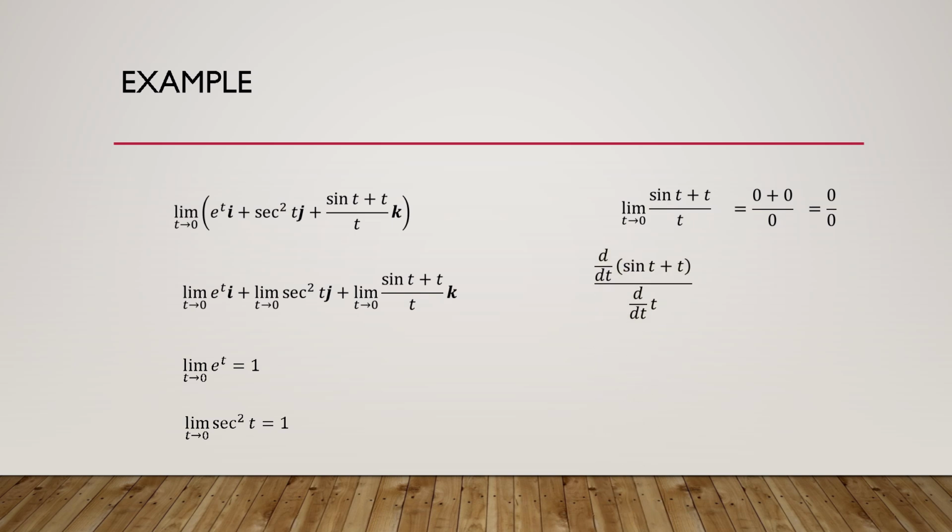d/dt of sin t plus t equals cos t plus 1. d/dt of t equals 1. According to L'Hopital's rule, the limit as t approaches 0 of (sin t plus t)/t equals the limit as t approaches 0 of (cos t plus 1)/1, which equals (1 plus 1)/1, or 2. Therefore, the original limit equals i plus j plus 2k.